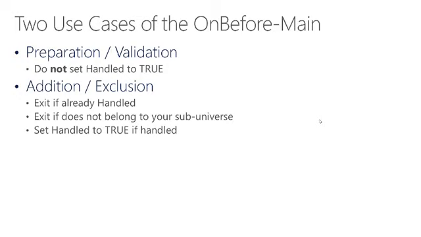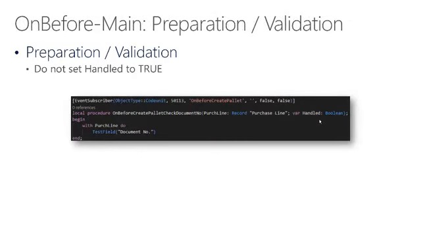and you have the addition or the exclusion, right? So this is where you say, I am going to subscribe to on before main, and then I'm going to check, and if I have additional logic, I can run that logic or exclusion logic. So instead of the standard process, I want to do something else. And if that executes successfully, then you set handled to true, and that passes back into main. And if handled is true, it would just bypass that logic.